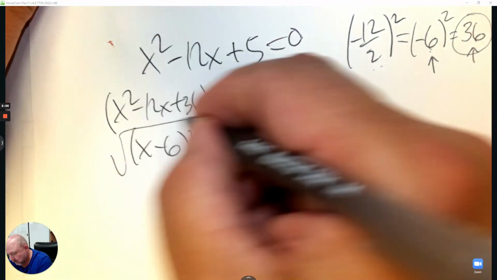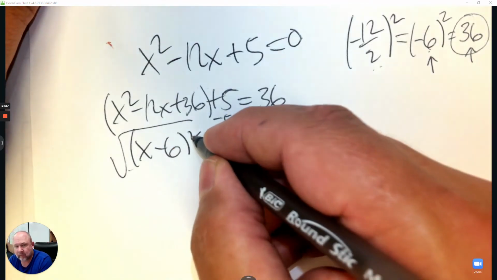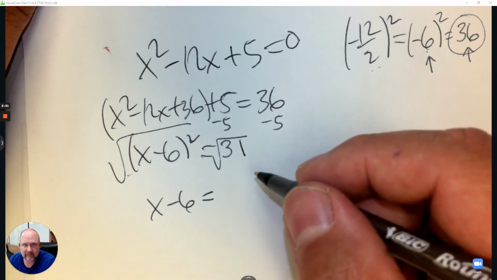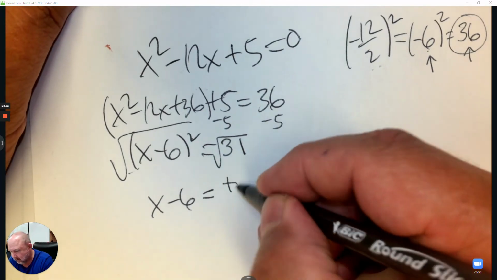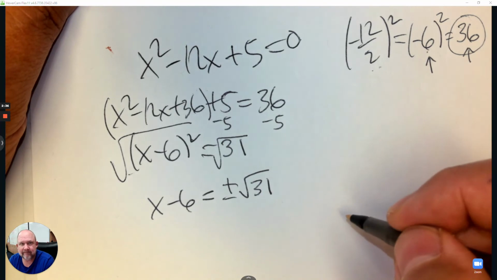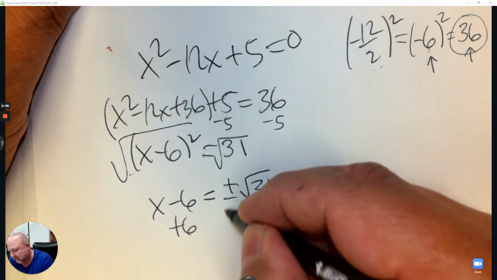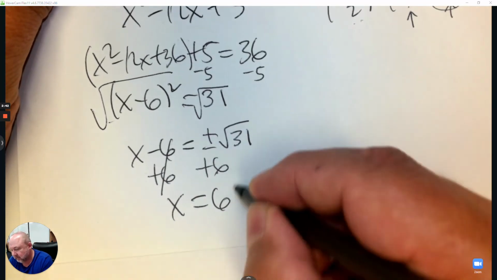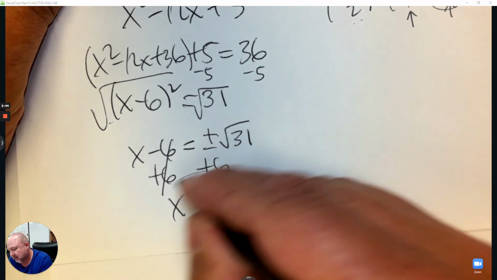And then I square root. Now square root and square, they undo each other. There is no number times itself that equals 31. So it's just positive and negative root 31. And then the last step is to add 6. When I add 6, that positive 6 just goes in front, and you have your answer.